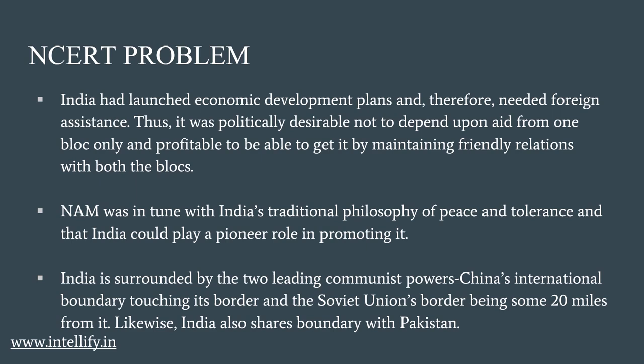Lastly, geographical reasons also determined India's reasons for remaining non-aligned. India is surrounded by the two leading communist powers. First is China, with its international boundary touching India's border, and the Soviet Union's boundary being around 20 miles from it. Likewise, India also shares a boundary with Pakistan, which is an ally of the US bloc. A military alliance with either of the blocs was ruled out by this factor, as the impact of any war between the two blocs would have affected India.